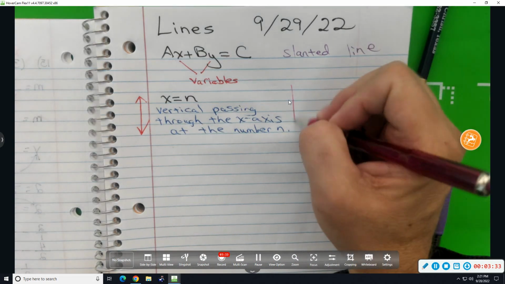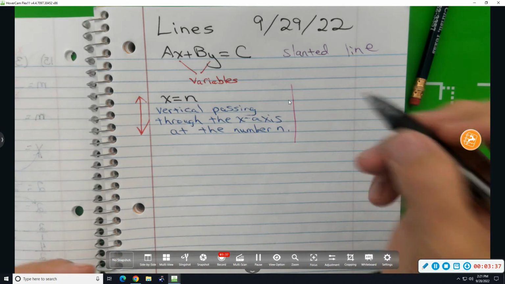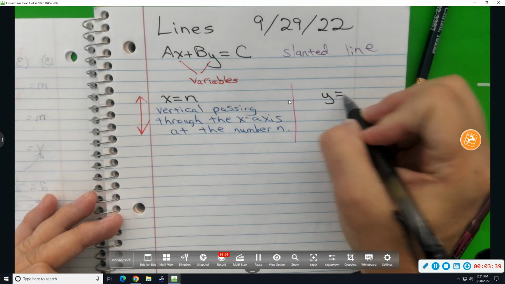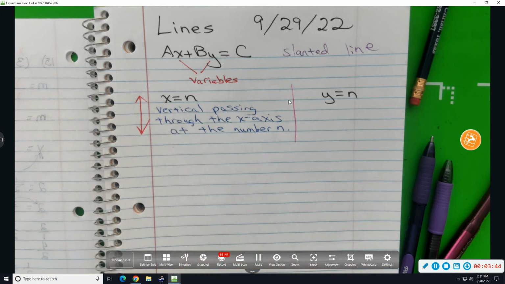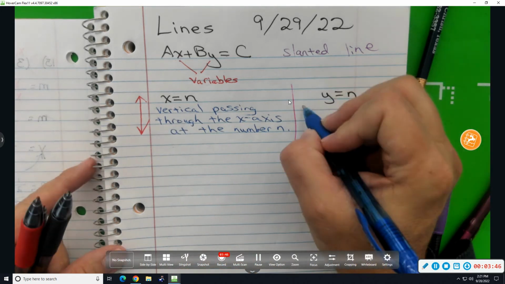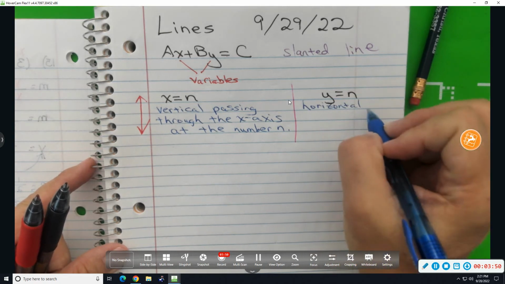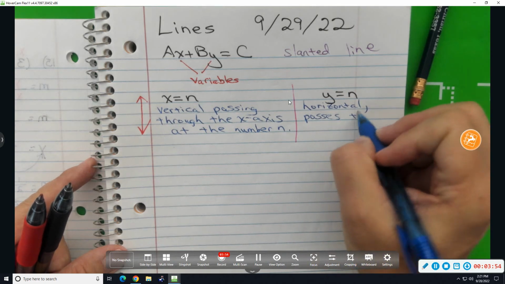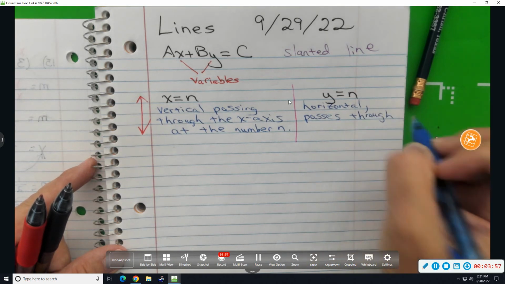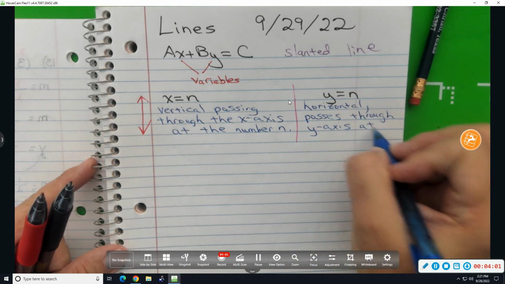If your equation contains only a y, if it can be written in the form y equals a number, instead of a vertical line, you have a horizontal line. So the line is horizontal, and it passes through the y-axis at the number n.